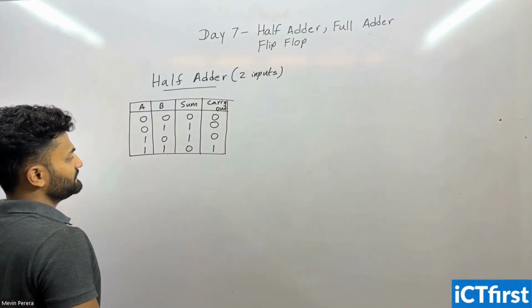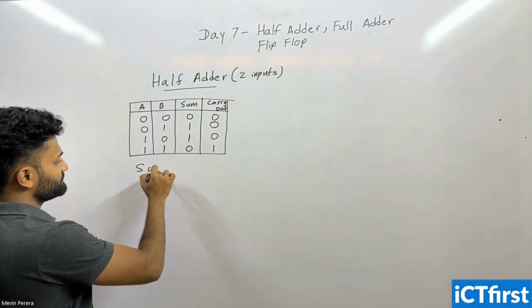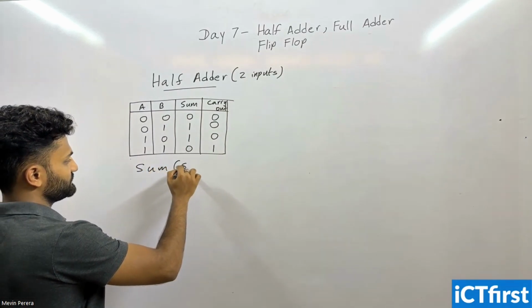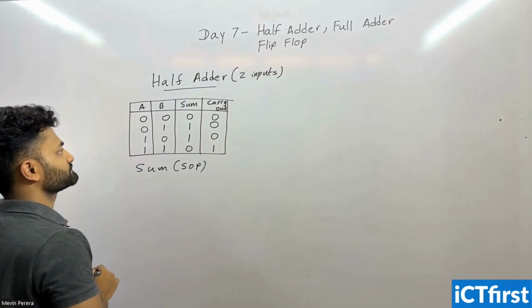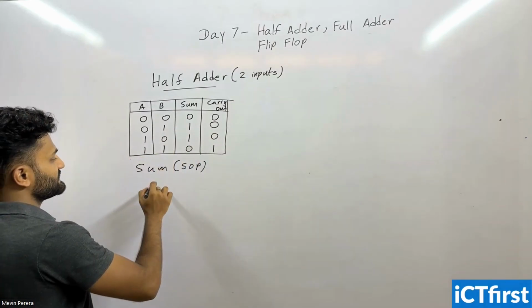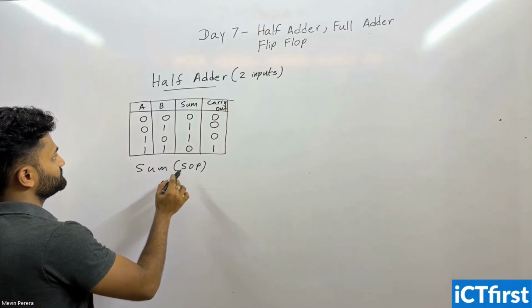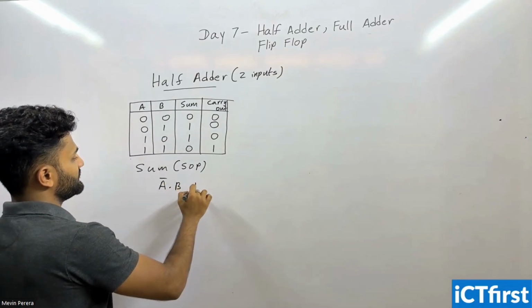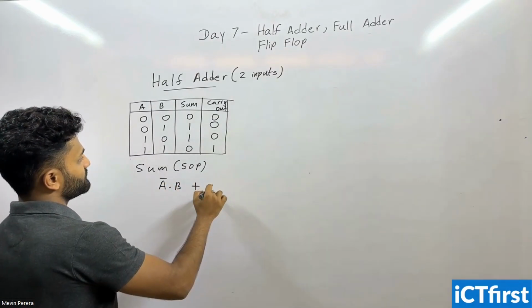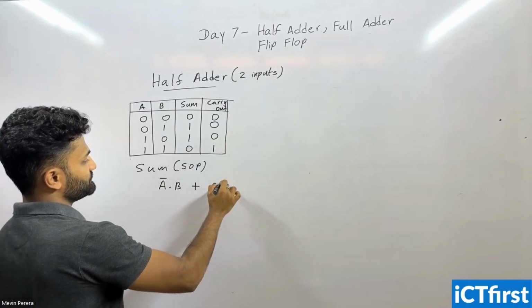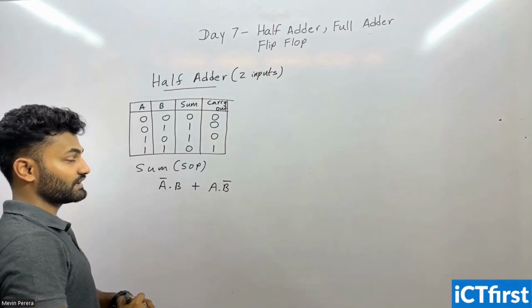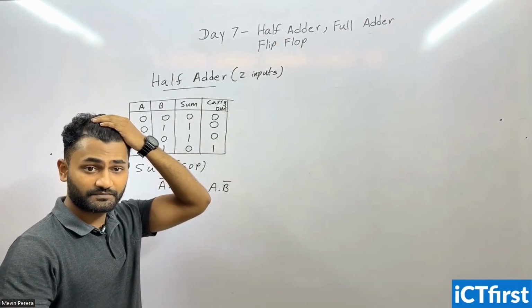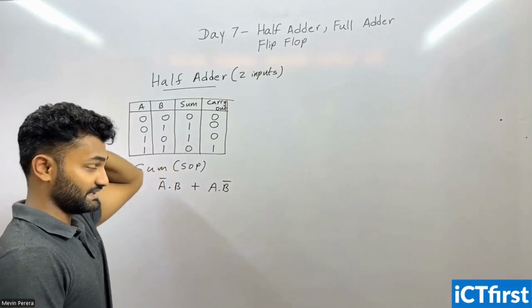Now, let me write down the SOP expression for the sum. This is A bar dot B plus A dot B bar. If you have forgotten how to write the SOP and POS, you can check our previous videos where I have explained it.